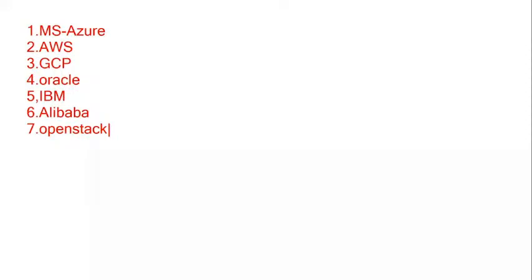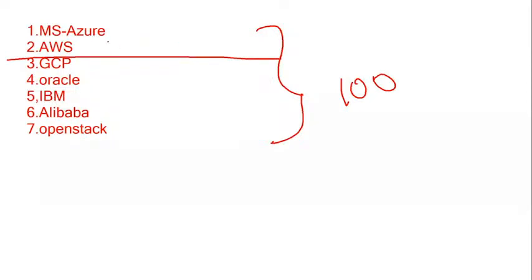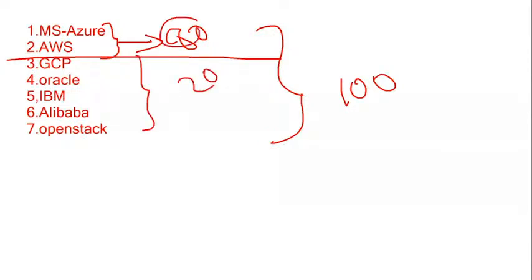If you consider the cloud market as 100%, these two, Microsoft Azure and AWS, occupy 80%, and all the remaining ones, GCP, Oracle, IBM, Alibaba, OpenStack, their percentage in the world is just 20%.